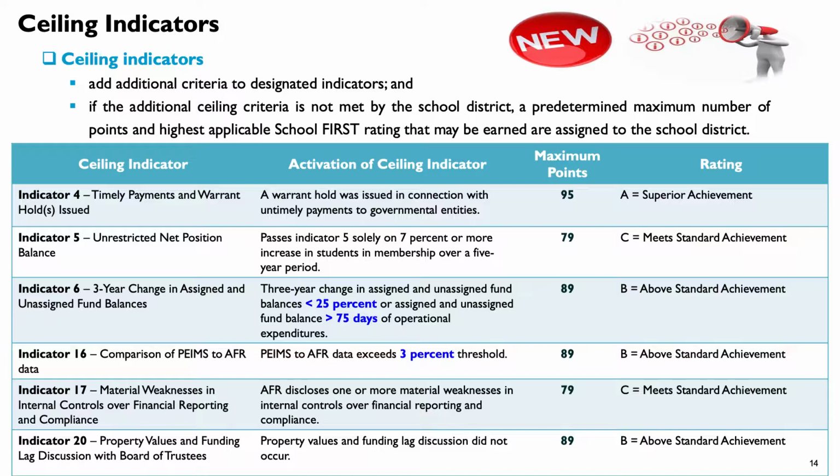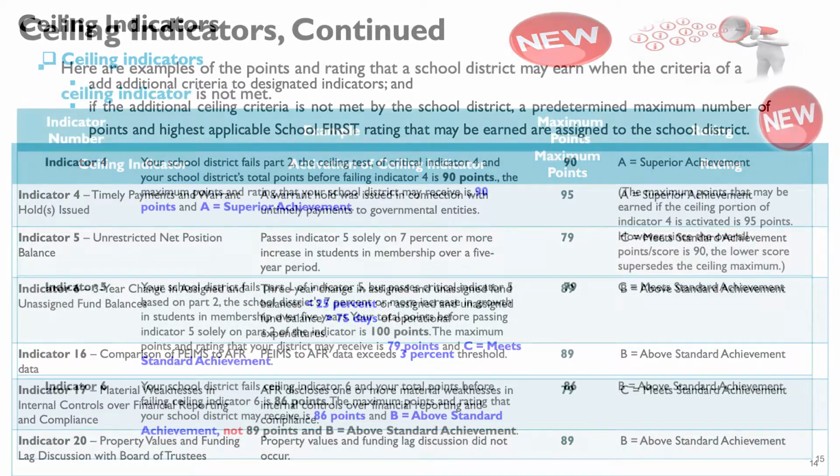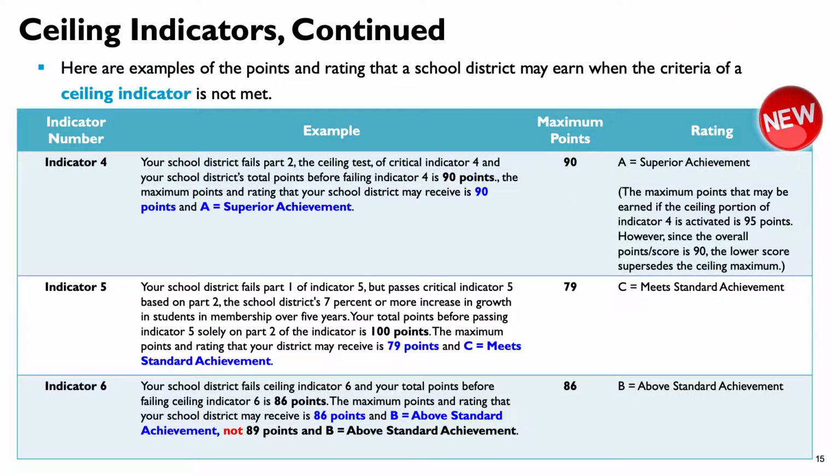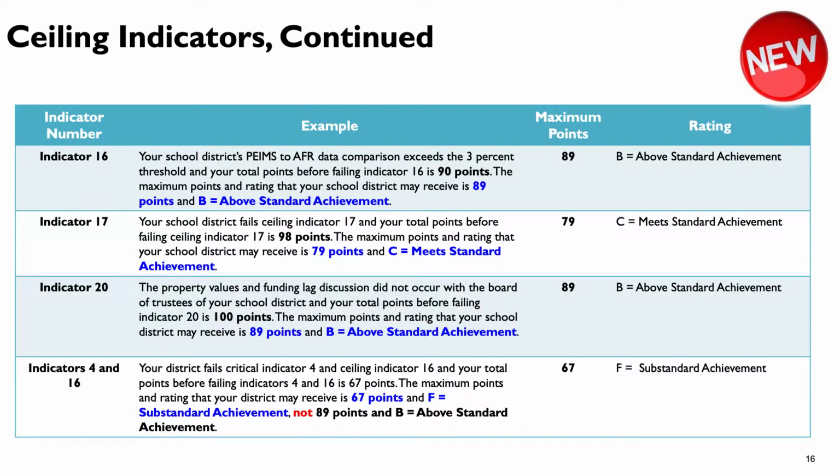Yes, sir. Okay. So let me see. These are examples. Indicator 16, your school district's PEIMS to AFR data comparison exceeds 3%. What happens? You had 90 points, you're going down to 89 and you're going to get a B. Indicator 17, your school district fails ceiling indicator 17 and your total points before failing ceiling indicator 17 is 98. You're going to go down to 79 points and get a C equals meet standard.